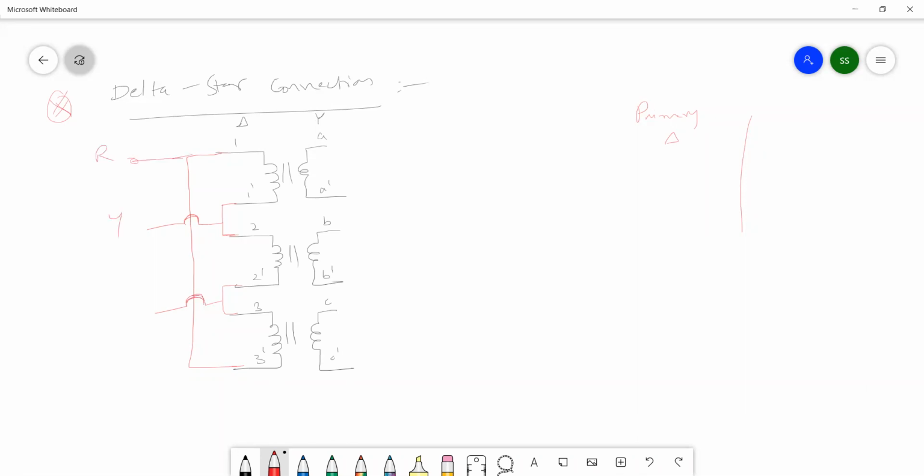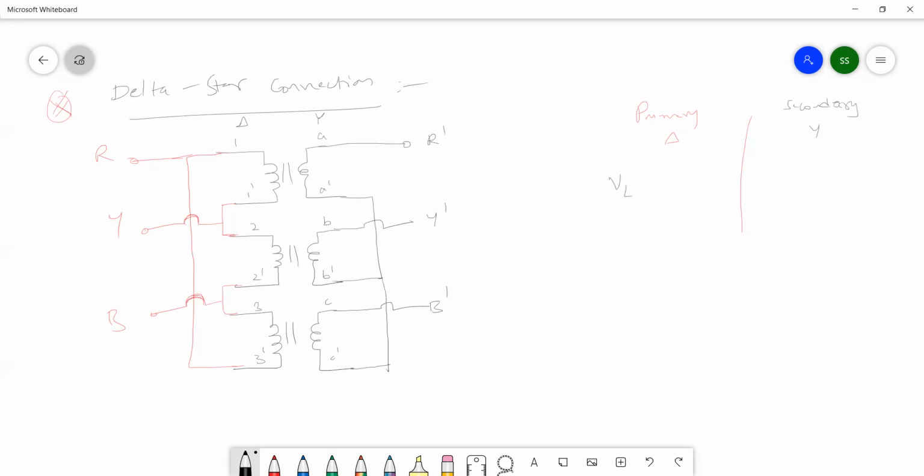So R, Y, B. Right. On secondary side, A dash, B dash, C dash. Good, very good. And B, you have to drag it outside. That is R dash, Y dash, B dash. Done. So secondary side it should be star connection.